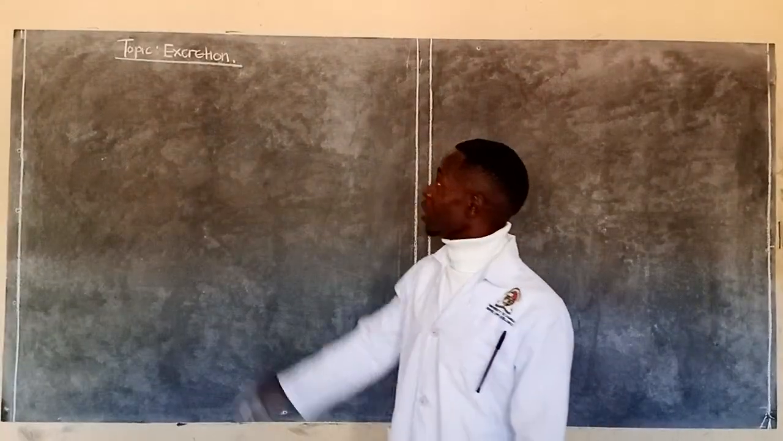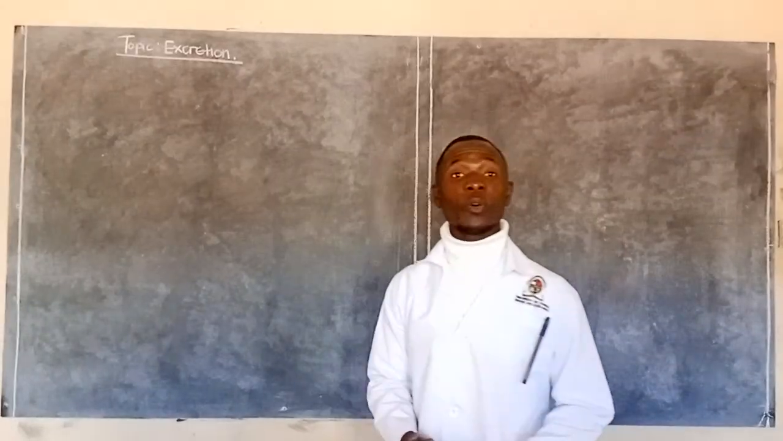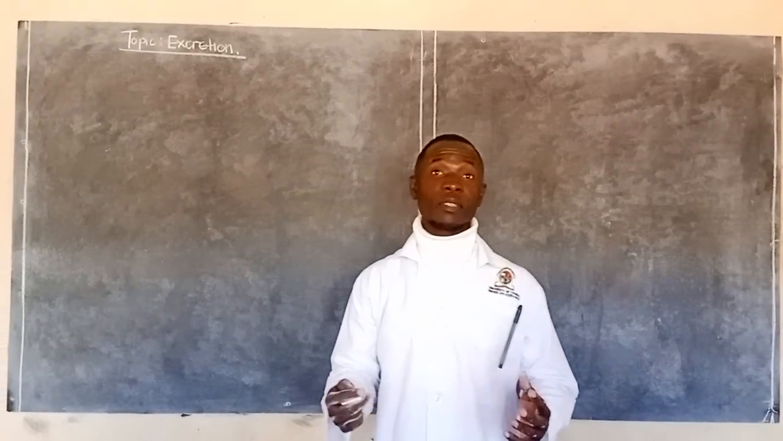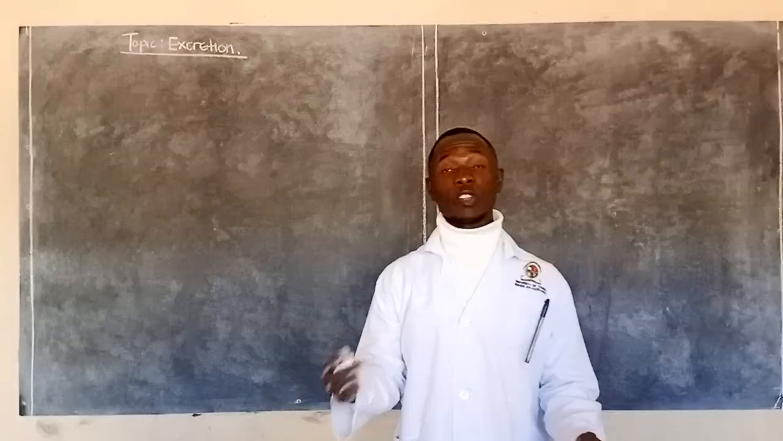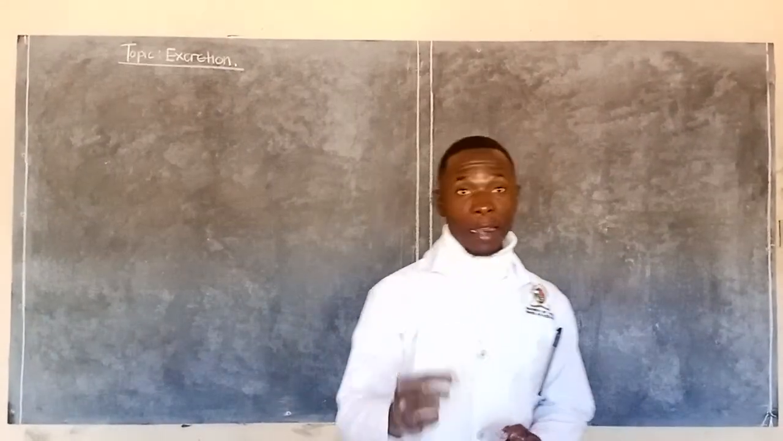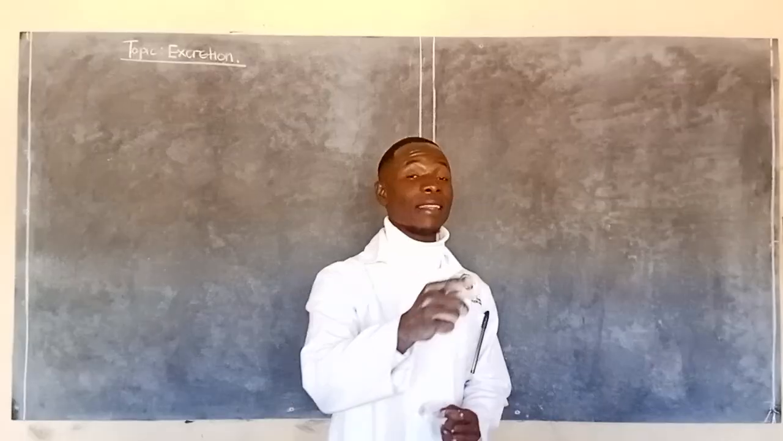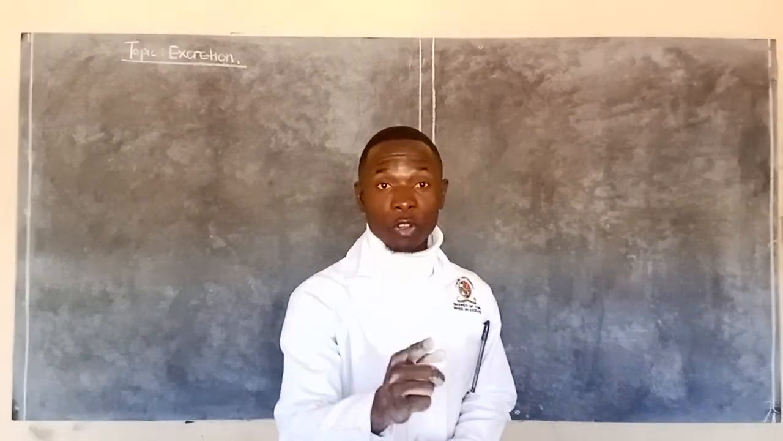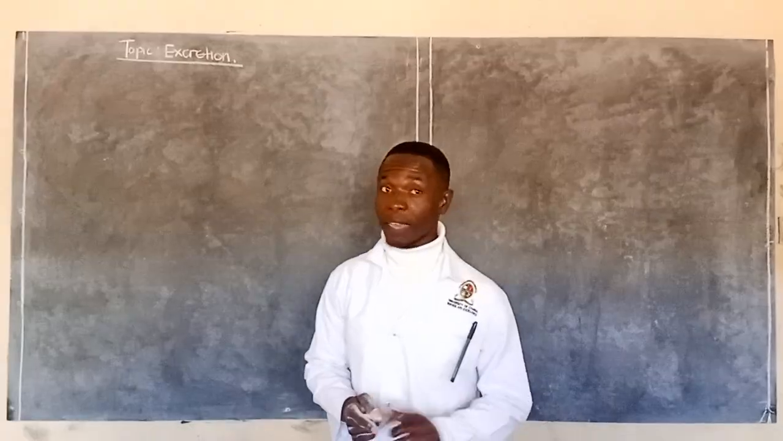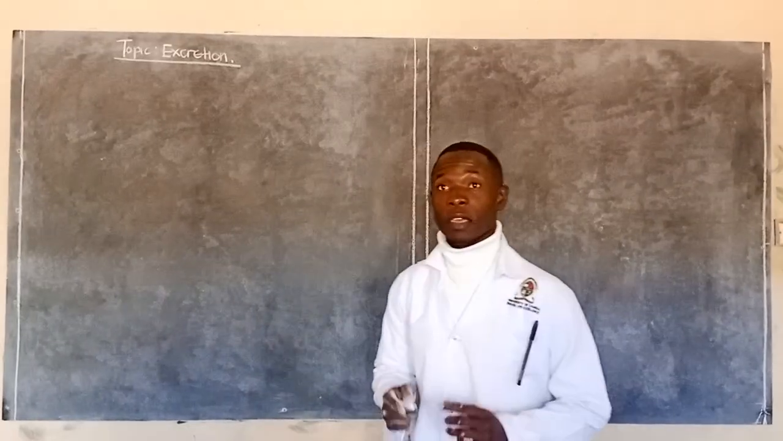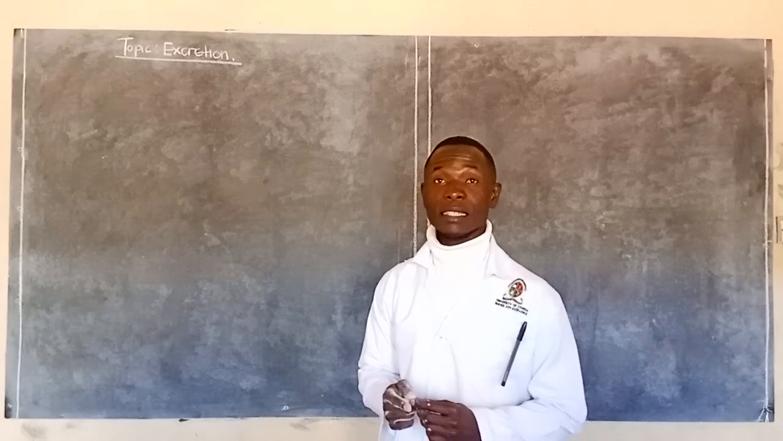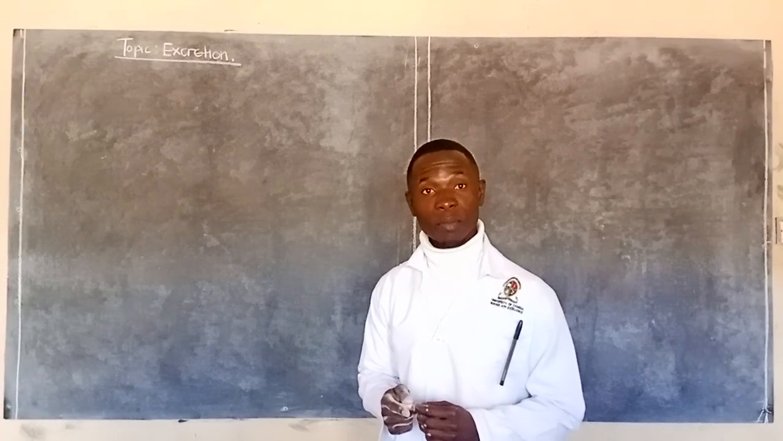Today in biology, we're going to look at the topic called excretion. Biology comes in paper 1 and paper 2. In paper 1, in every question 18 of biology, you're going to find the topic called excretion. Then in paper 2, it also comes in most cases in section A and in both B.